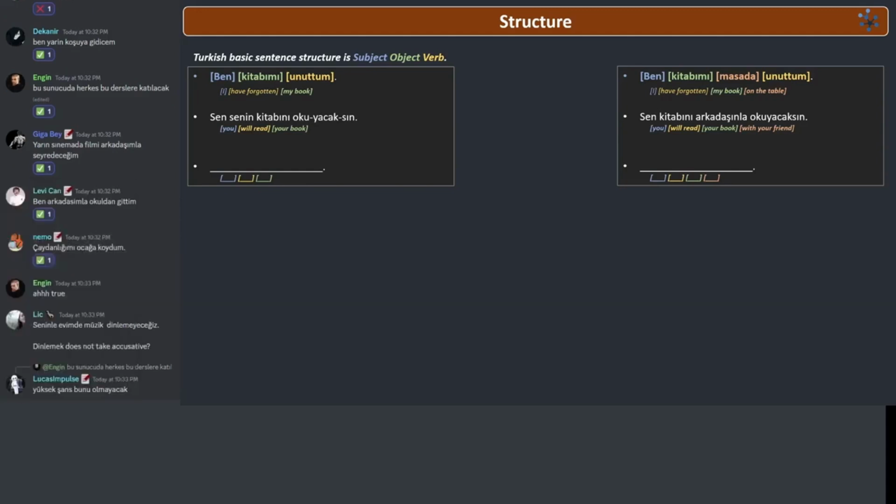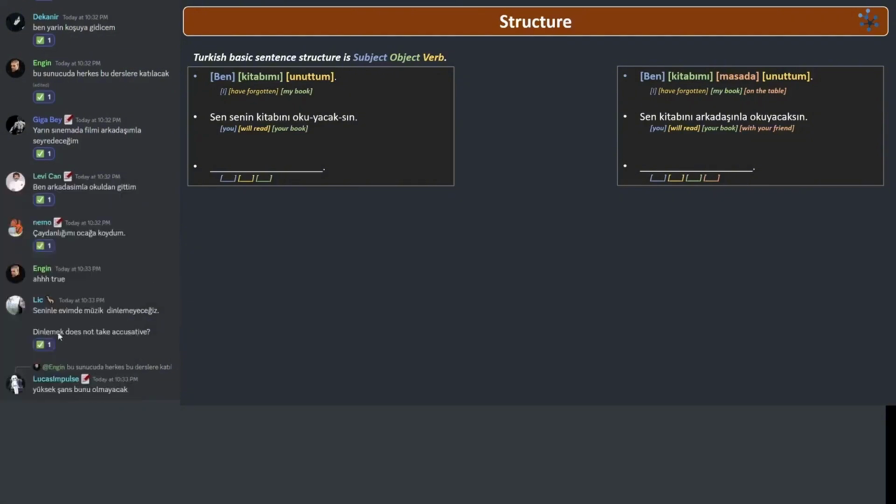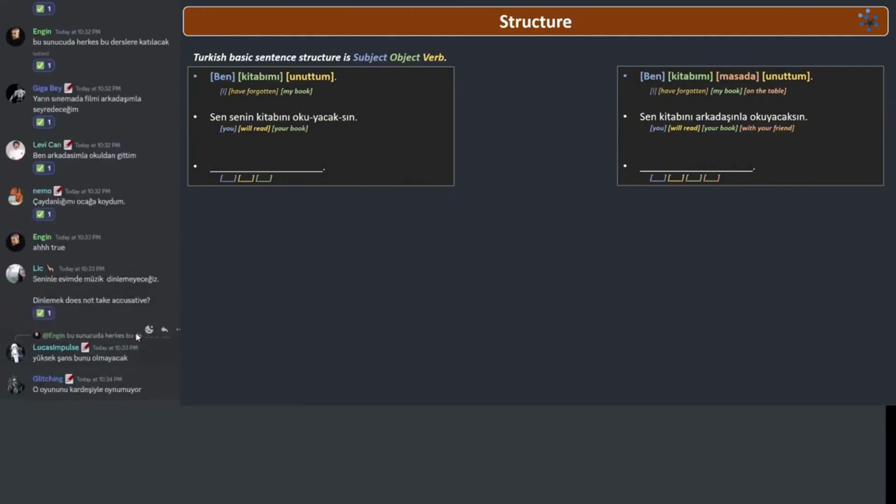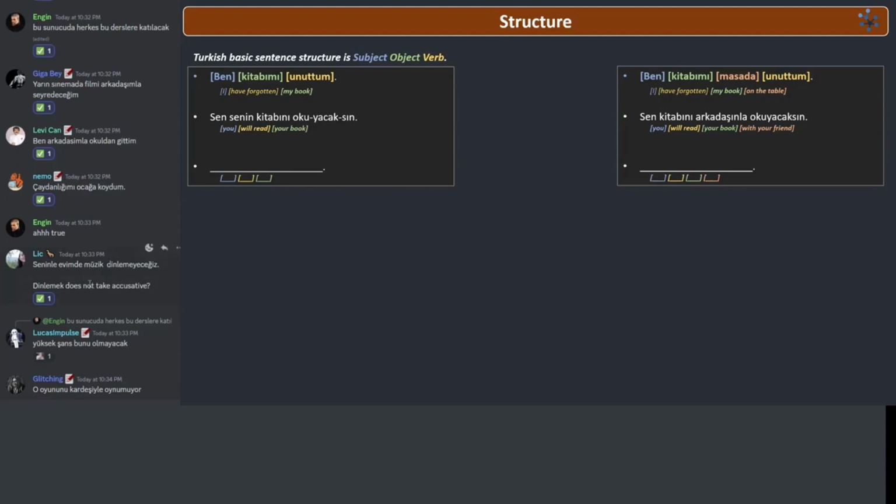Çaydanlığımı ocağa koydum, doğru. Seninle evimde müzik dinlemeyeceğiz. Dinlemek does not take accusative. It shouldn't, or I mean it may or may not. If you use accusative, it becomes the music. Like the music we talked earlier. You are referring to the definite music. But when you don't use the accusative, it is music in general.